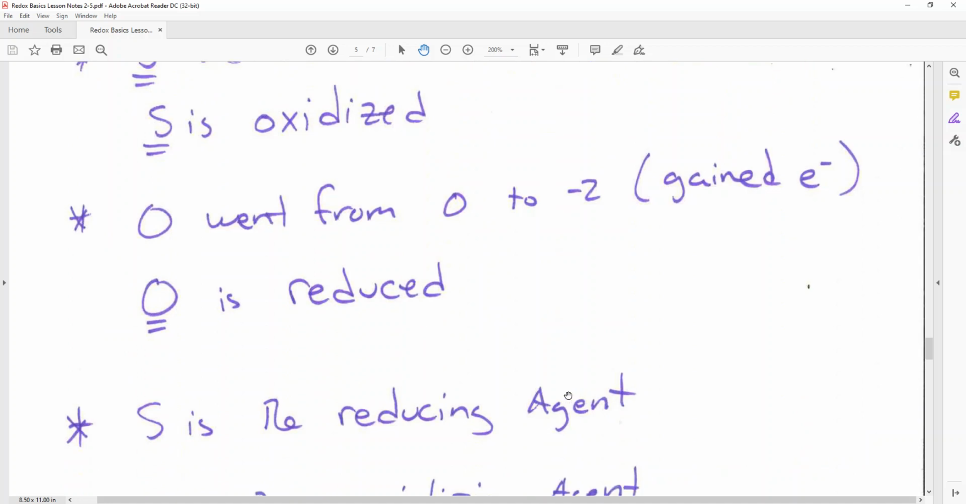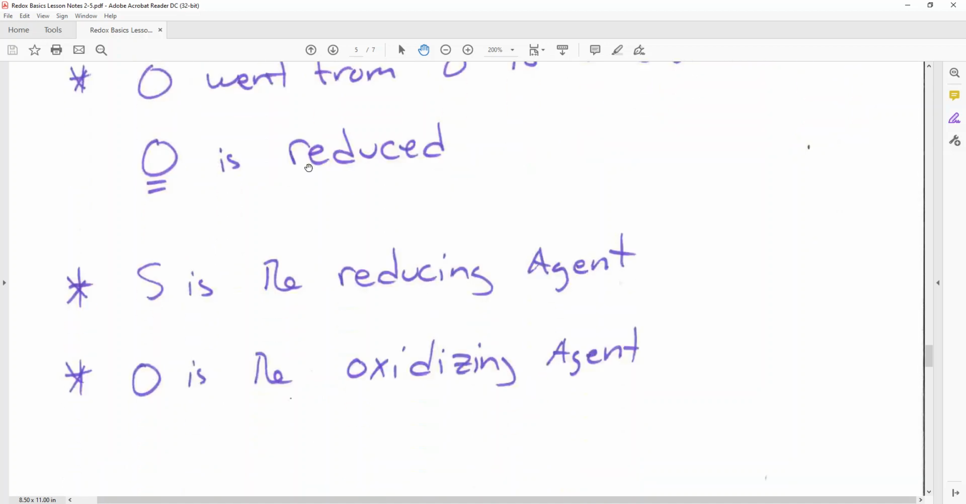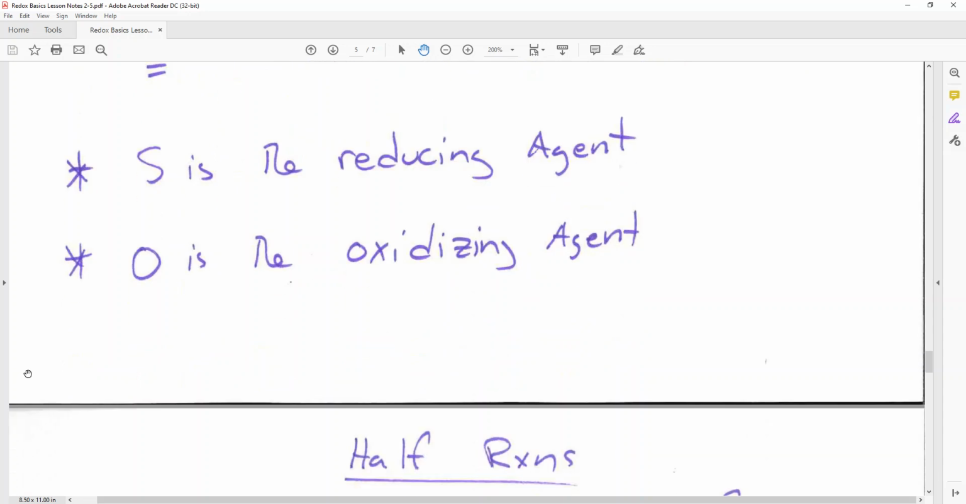But then remember, agent is opposite. So since sulfur was oxidized, sulfur would be called the reducing agent. And since oxygen was reduced, oxygen would be called the oxidizing agent. Okay.